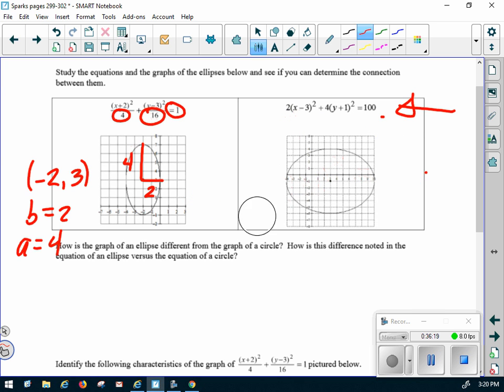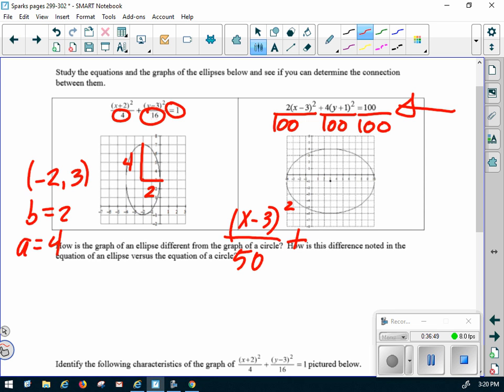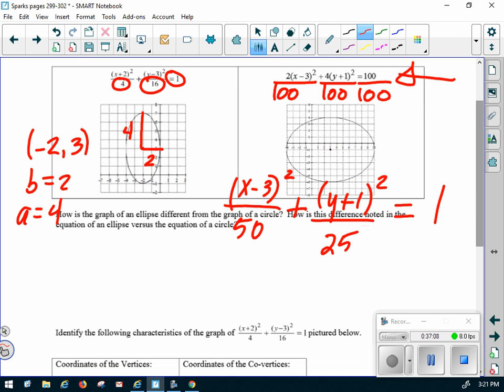How do we make this thing equal to 1? And please don't tell me subtract 99. We're going to divide by 100. That's what we're going to divide by, 100. So what have we got? Over 50 plus... that's the equation I'm looking for right there. Do we see the center? What's the center? 3, negative 1.